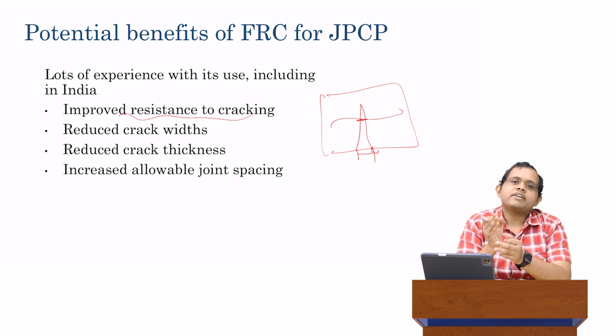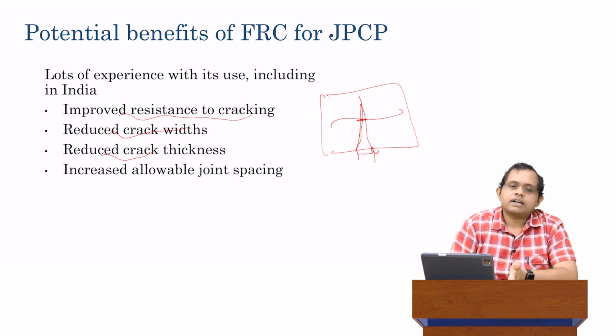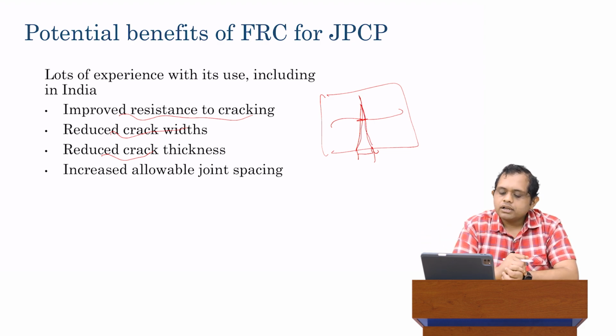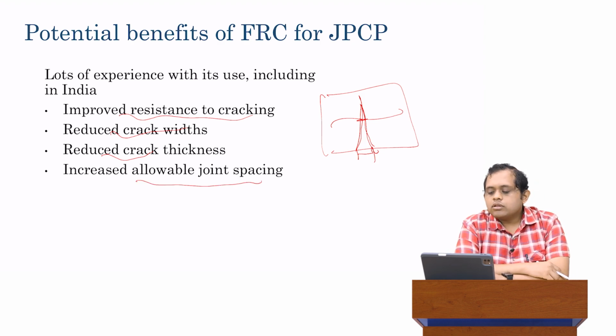Another way to look at it is the fibers tend to hold the crack together more tightly than if they were not there, and so they reduce the crack width. Similarly, they reduce the crack thickness, meaning how far the crack has penetrated into the concrete, and they increase the allowable joint spacing. Now, this is an interesting thing. They increase the allowable joint spacing.